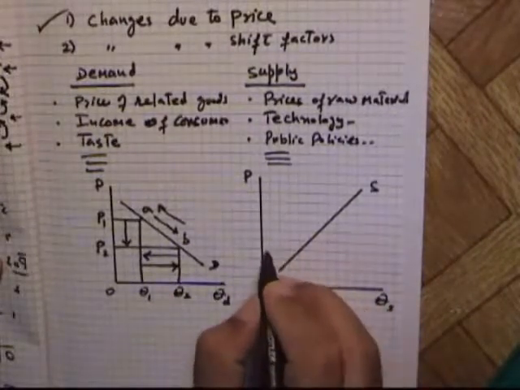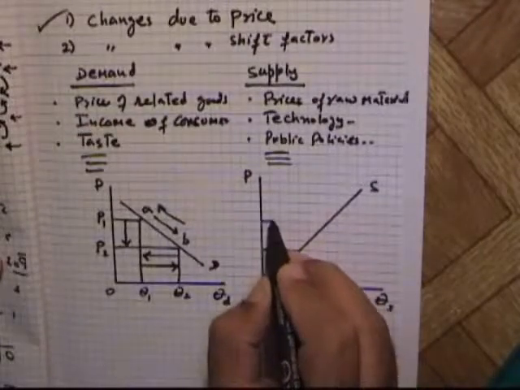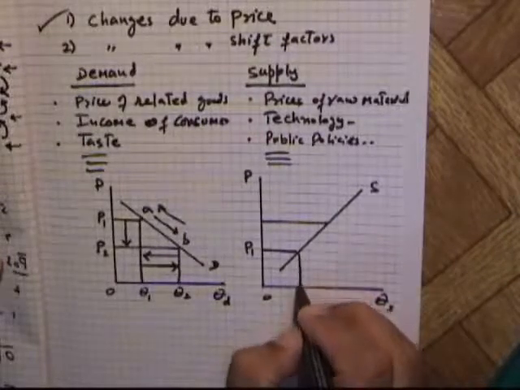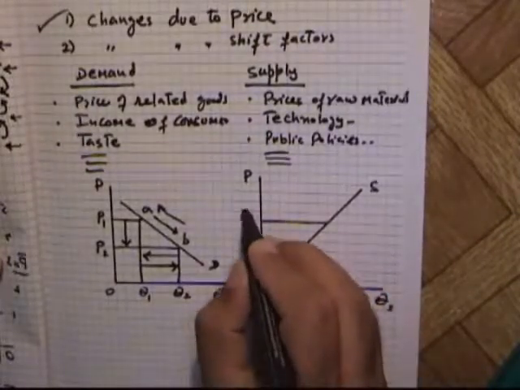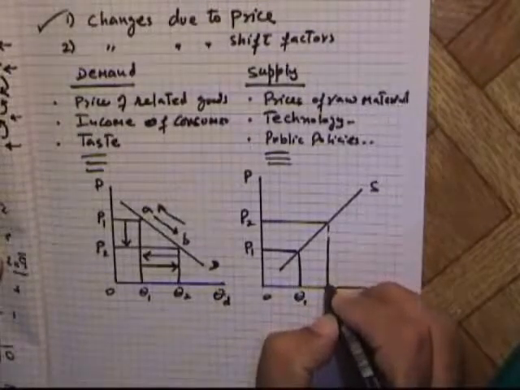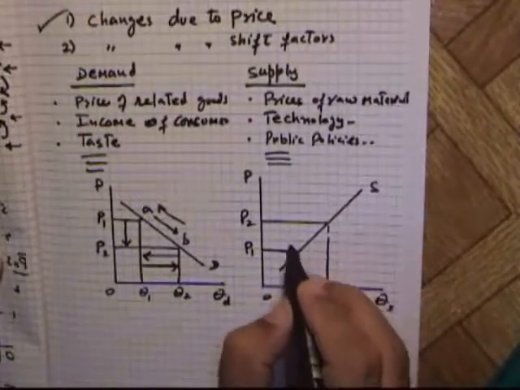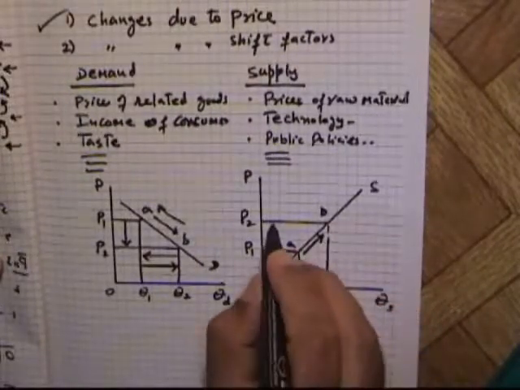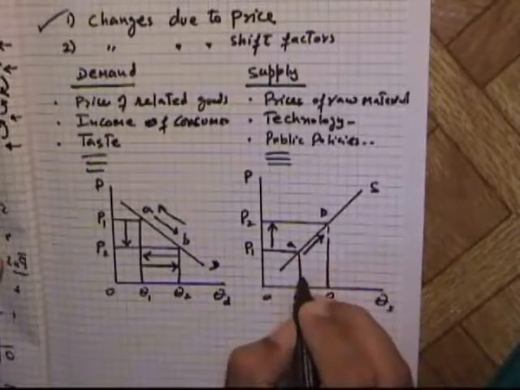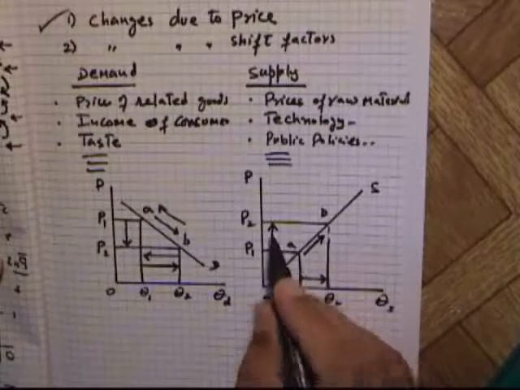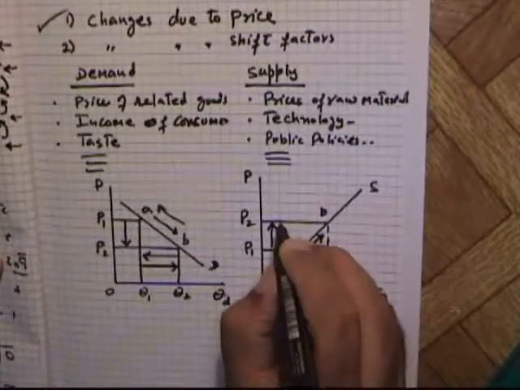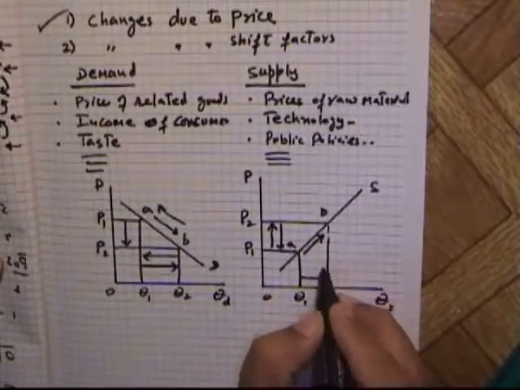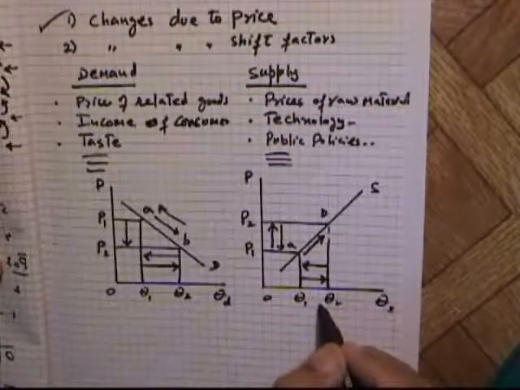Similar changes we can study in case of the supply curve. Suppose price is P1, then quantity supplied is Q1. When price is P2, quantity supplied is Q2. If this is point A and this is point B, we can notice that when we move from point A to B, there is increase in price level, and due to this increase in price level, there is increase in quantity supplied because of the law of supply. Whenever there is decrease in price level, when we move from point B to A, there is decrease in price level, so a decrease in quantity supplied.